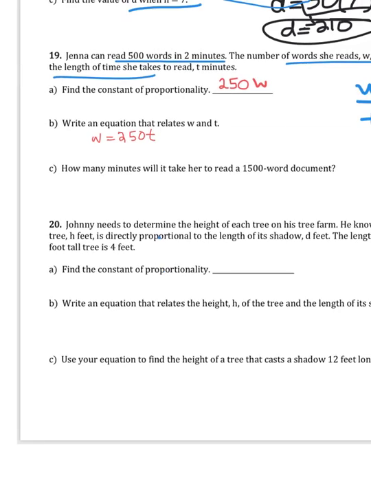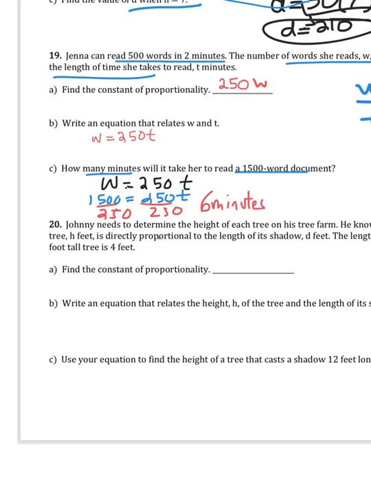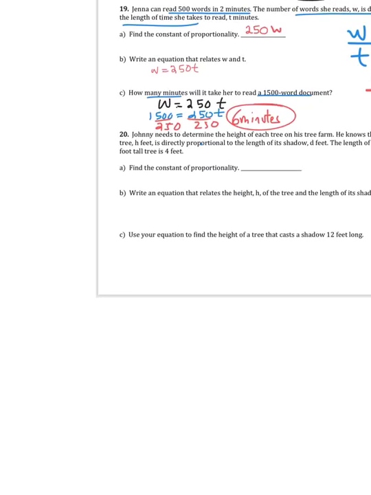So how many minutes will it take her to read that? The words equals 250T, and it says how many minutes for 1500 words, so 1500 will go under the words. 250T divided by 250, divided by 250. 1500 divided by 250 is 6 minutes. Okay, that was it. Okay, last one.